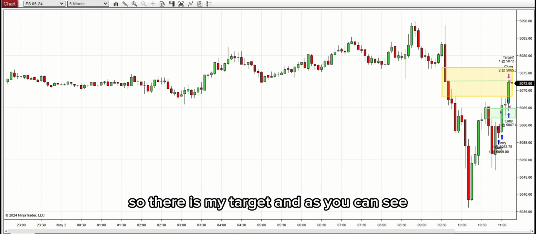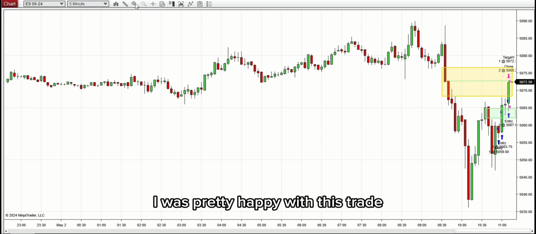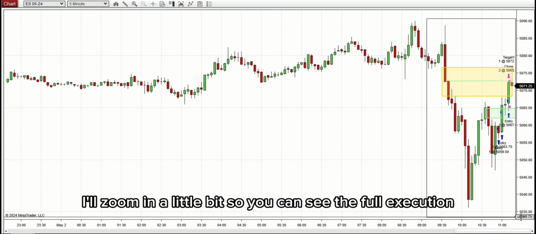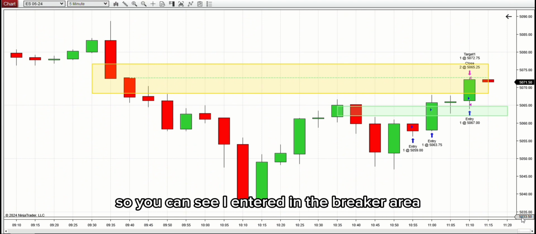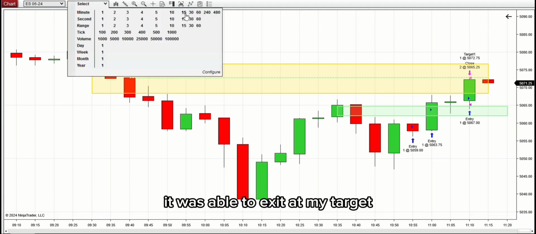So there is my target. And as you can see, price went right to the target and then started to retrace down. I was pretty happy with this trade. I'll zoom in a little bit so you can see the full execution. So you can see I entered in the breaker area and was able to exit at my target.